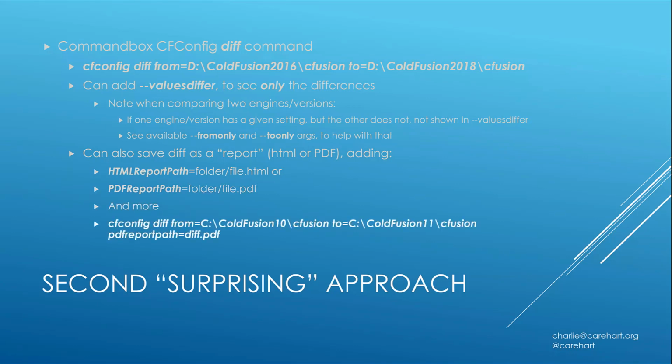And here's an example. If I did what I did up there, it was slightly different: CF10 CFusion to CF11 CFusion, PDF report path. That would be all on one line, and a diff PDF would be created in that folder. Boom. Very nice. All right. Sorry, we're a few minutes over.